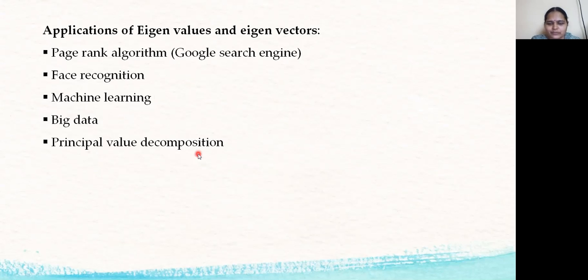So in this video we have learnt about the definition of eigenvalue and eigenvector, how to find the eigenvalues and eigenvectors for a given matrix A, and also the applications of eigenvalues and eigenvectors.